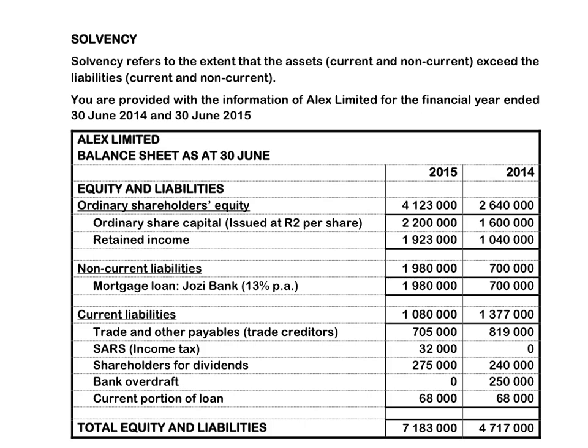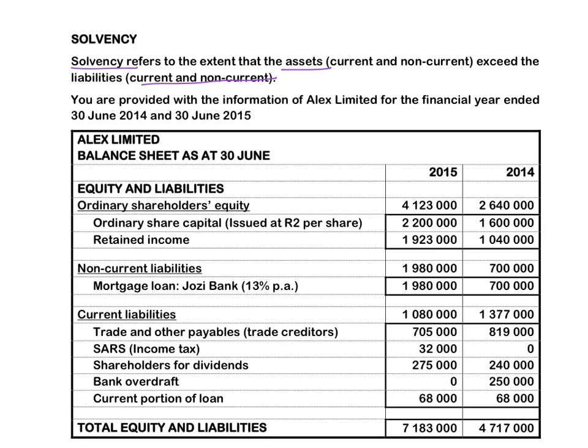Good morning. We will pay attention to analysis and interpretation today, and special attention to solvency. Solvency refers to the extent that the assets, that is your total assets, current and non-current assets, exceed the total liabilities, current and non-current liabilities. Then the balance sheet is available for us so that we can do this solvency ratio.